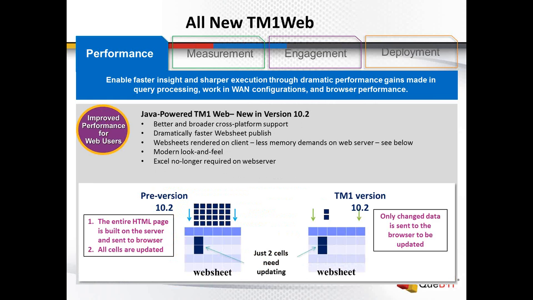TM1 Web is engineered from top to bottom. It no longer uses Microsoft Internet Information Server. It's entirely Java-based, top to bottom. The key thing to notice is that with version 10.2, the web sheet only updates the cells that need updating. On the right with 10.2, only 2 cells need to be updated, so only 2 cells worth of data migrate from the server to the client, and that gives you a much crisper response time.